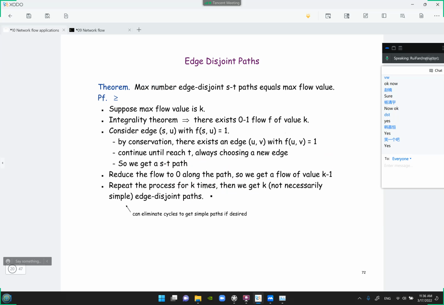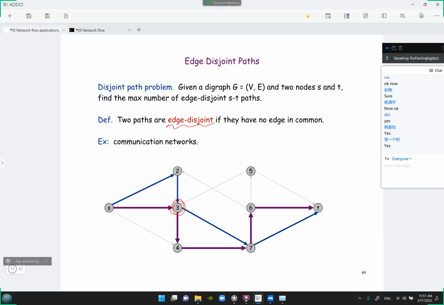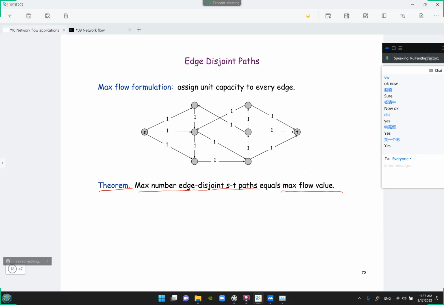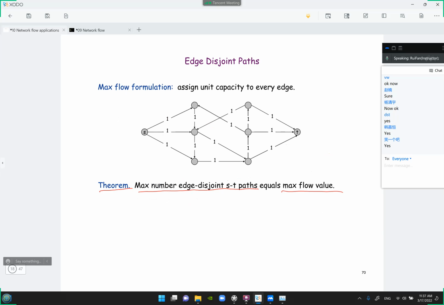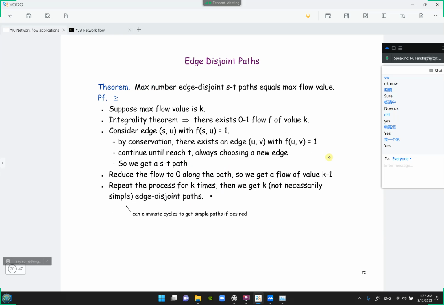The other direction is that we're going to suppose that you have a max flow value of k. So in this graph, for example, let's say that you found some sort of max flow. This flow is going to look maybe something like that. What you can do with this max flow is use it to find a bunch of edge disjoint paths. So how do you use it to find these edge disjoint paths?